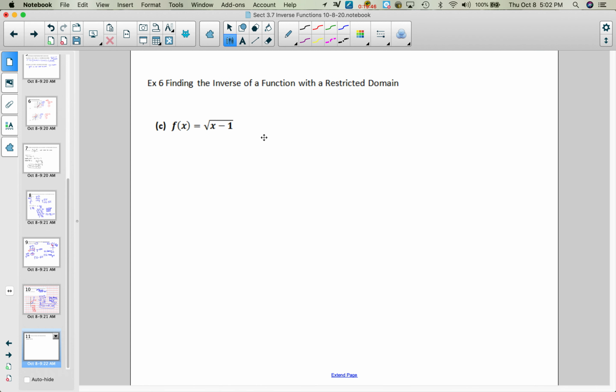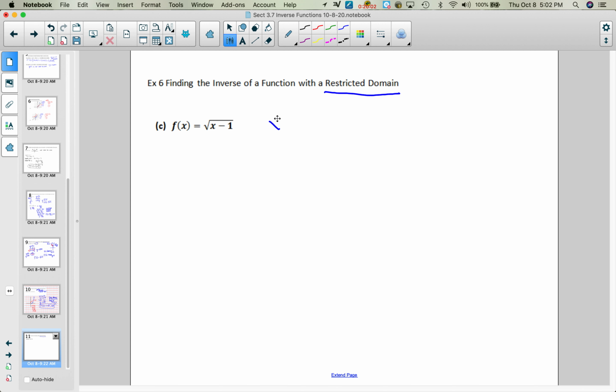All right, so this next problem, f of x equals the square root of x minus 1. And you might say, well, wait a minute, I thought it has a restricted domain. Well, this one already has a restricted domain. They didn't have to list it because we're just supposed to know it.